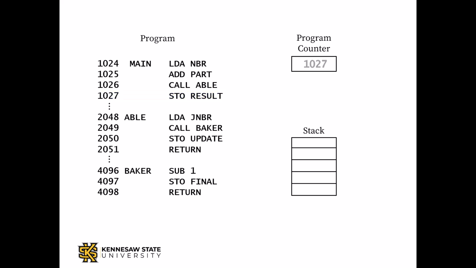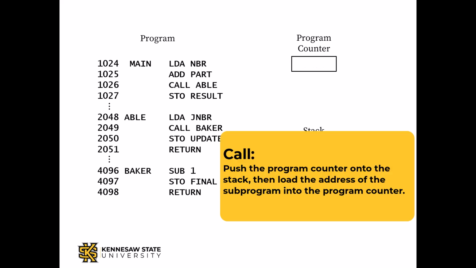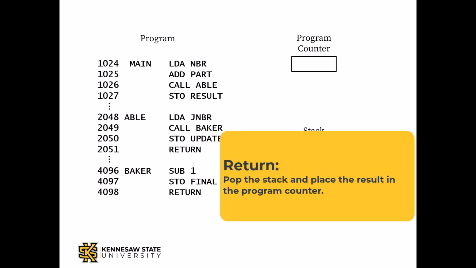So, our two instructions, call and return, must work this way. A call instruction must push the program counter onto the top of the stack, then load the address of the destination subprogram into the program counter. A return instruction only needs to pop the stack and place the result in the program counter.